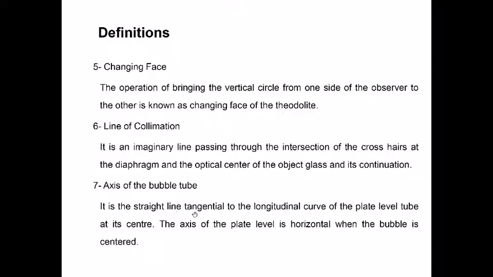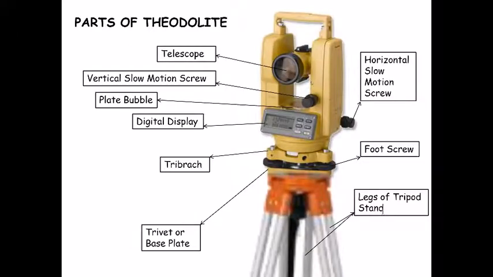Then we have the axis of bubble tube. It is a straight line tangential to the longitudinal curve of the plate level tube at the center. The axis of the plate level is horizontal when the bubble is centered. Like we had in the case of the auto level, we have the circular bubble, and that is used to bring the instrument to a level, horizontal position. When it comes to the horizontal position, a tangent to that bubble is completely horizontal, and that is called the axis of the bubble tube. That basically helps you in leveling the instrument.